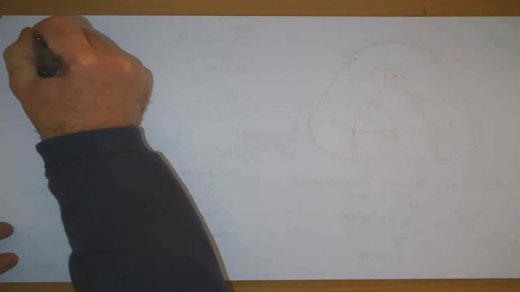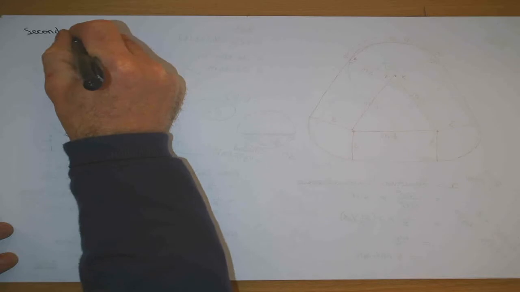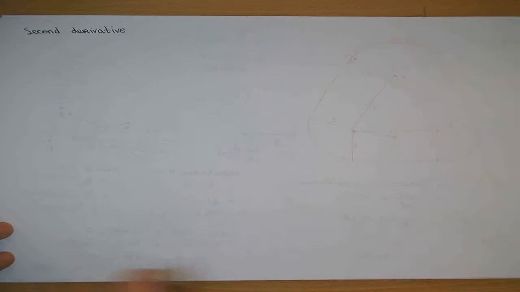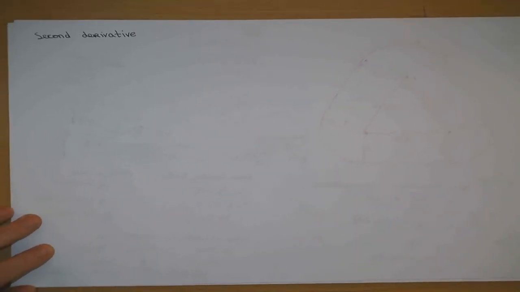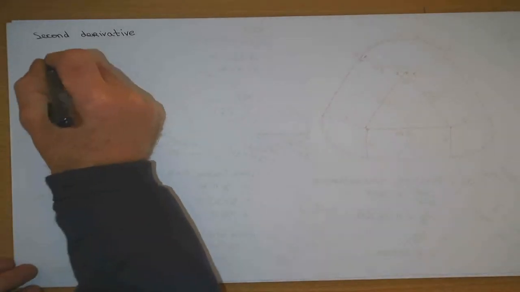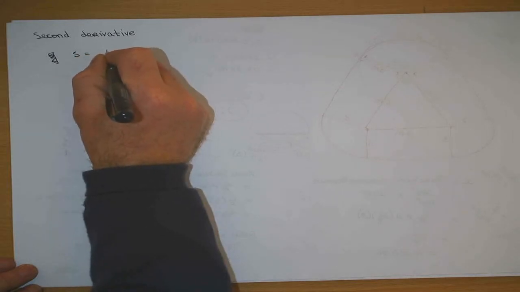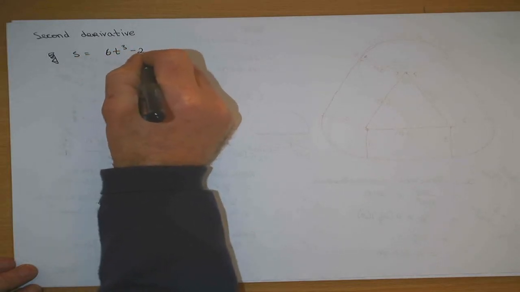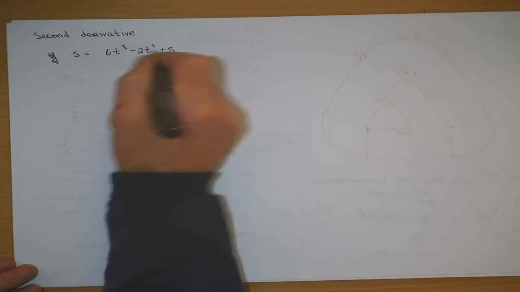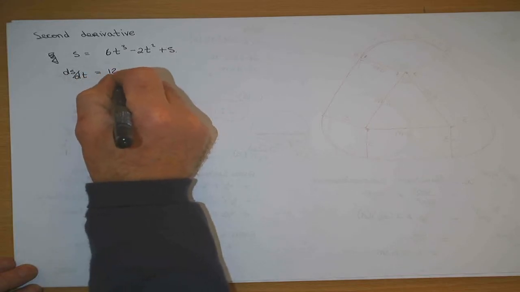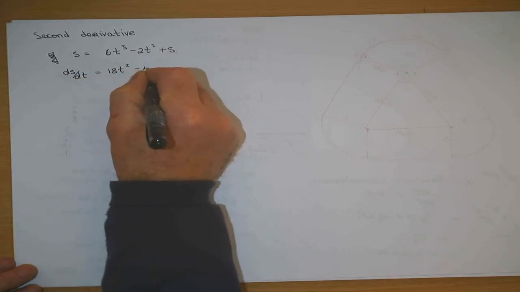So I'm on to the second chapter, and the second chapter is known as the second derivative. How is that going there, the second derivative? Not the best. So the second derivative is: if s was equal to 6t cubed minus 2t squared plus 5, then ds/dt, to differentiate it, is 3 sixes are 18t squared minus 4t.